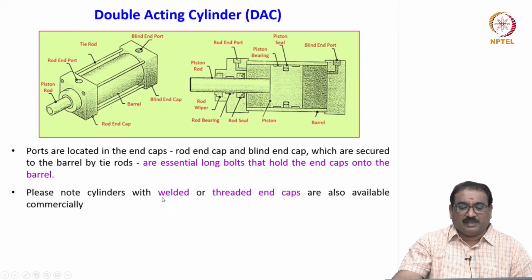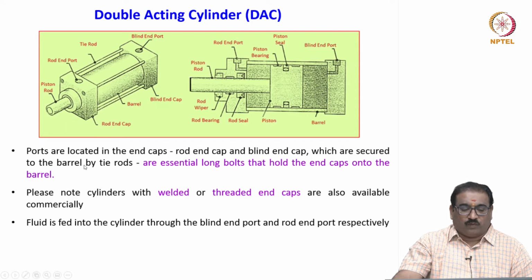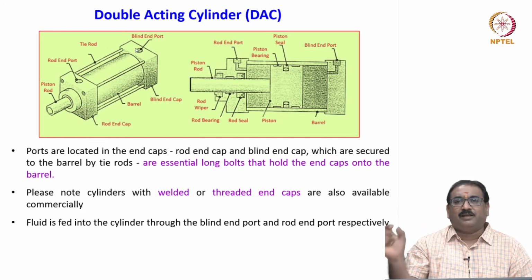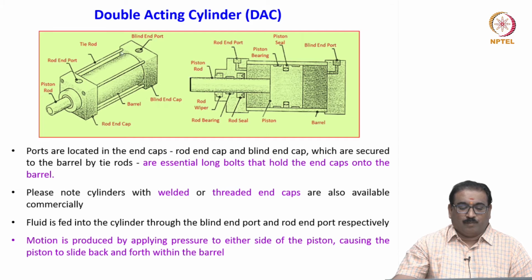Please note, friends, cylinders with welded or threaded end caps are also commercially available. Do not think tie rods are always used; it is not necessary. Fluid is fed into the cylinder through the blind end port and the rod end port respectively based on the piston movements and, in turn, the load movement. Motion is produced by applying pressure to either side of the piston, causing the piston to slide back and forth within the barrel.